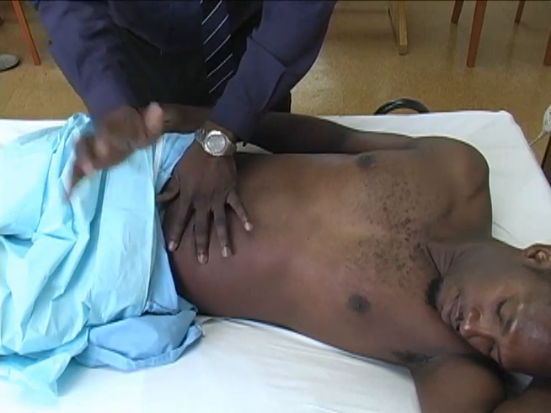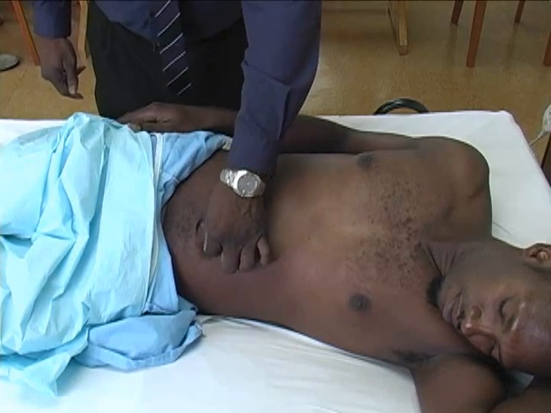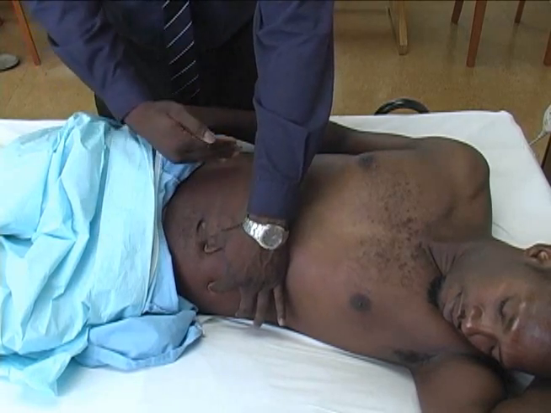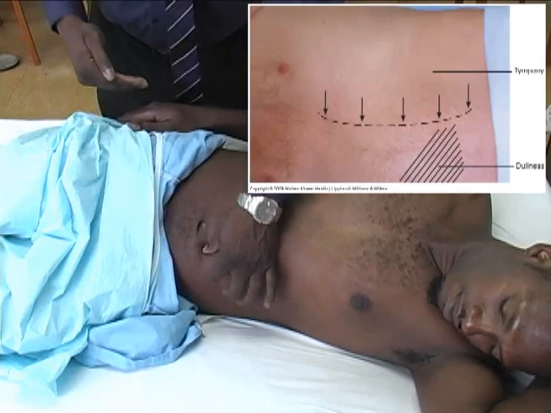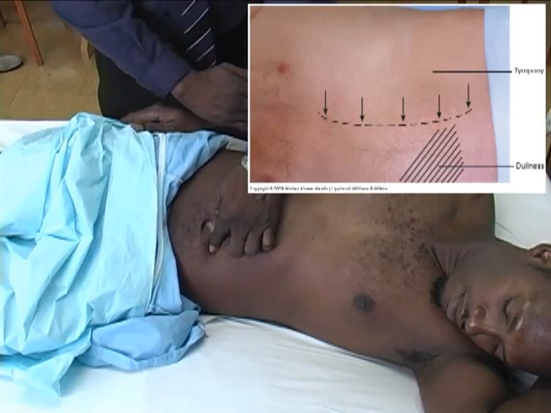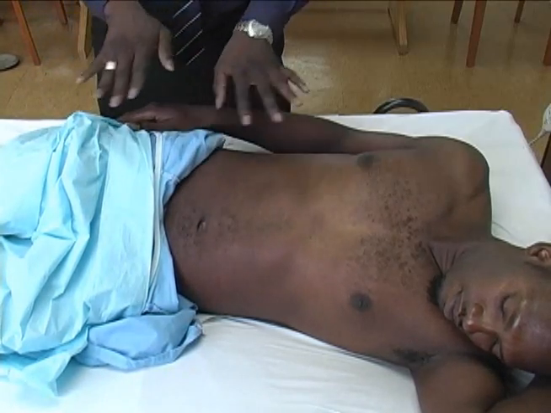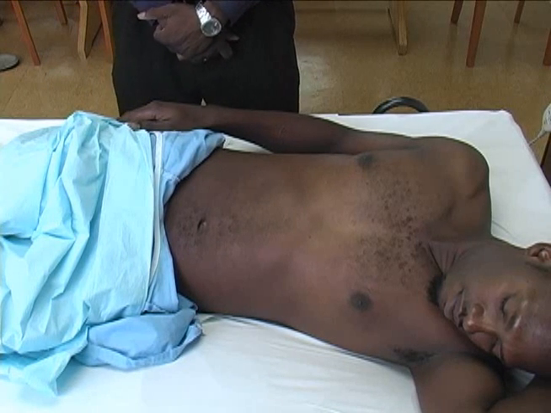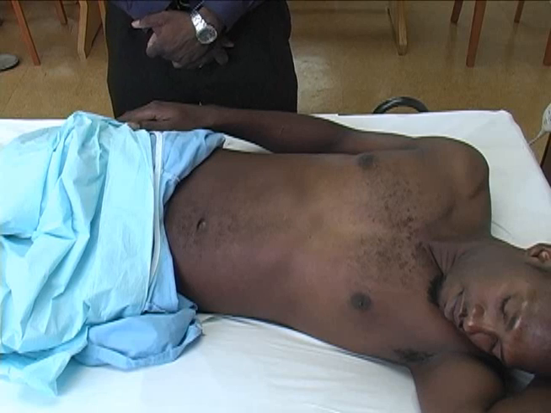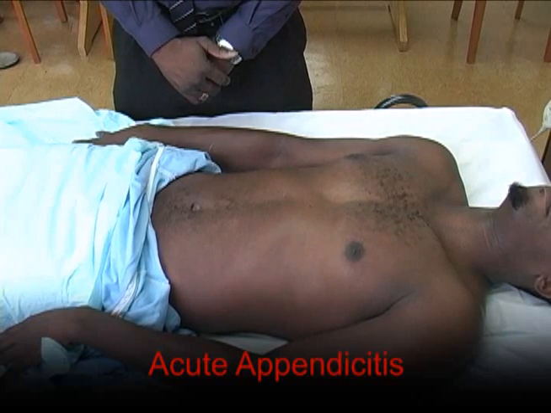One will note that the dullness moves from the flank towards the umbilicus if there is the presence of fluid in the abdomen, the extra fluid coming from the right side to the left side on turning on the left side. The procedure can also be done turning the patient on the right side and following the same technique of percussion.